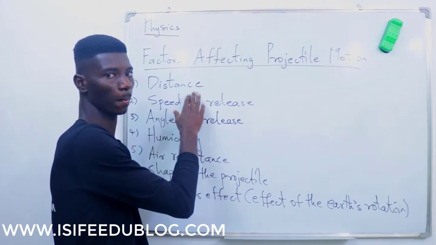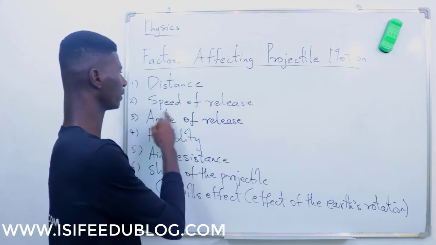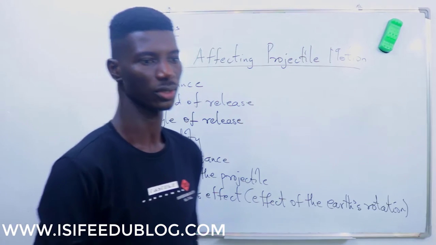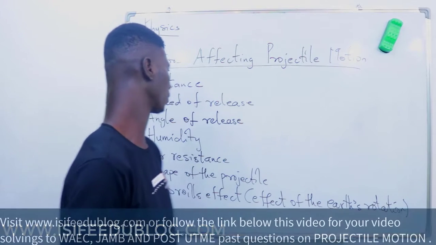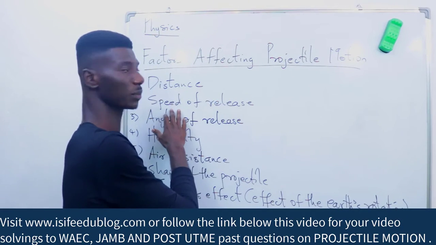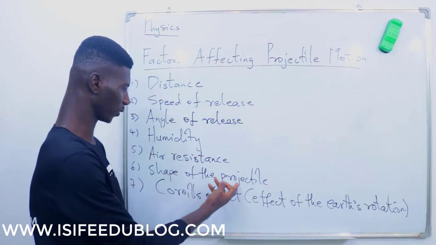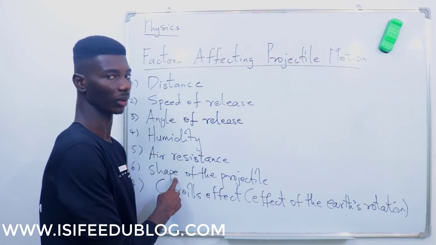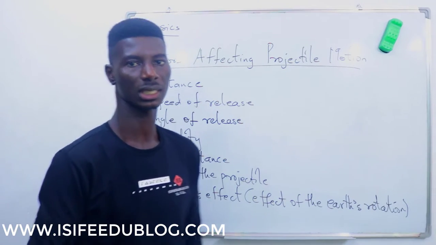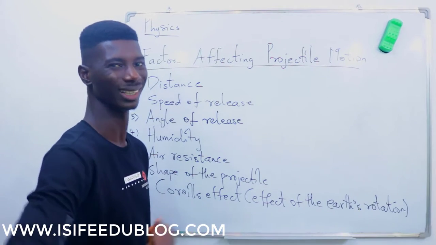So we have distance. The distance a projectile covers matters a lot. You have to consider it before projecting it. Very, very important. Now we have the speed of release. Of course, let's take for instance, you are using a gun. Everything concerning a gun deals with speed. This also affects the shape of a projectile. These two actually work hand in hand, because the shape will determine how fast a projectile can move. So these two: shape of the projectile and speed of release.